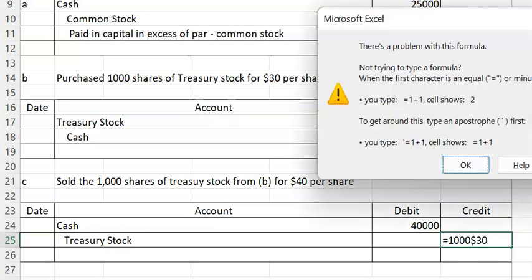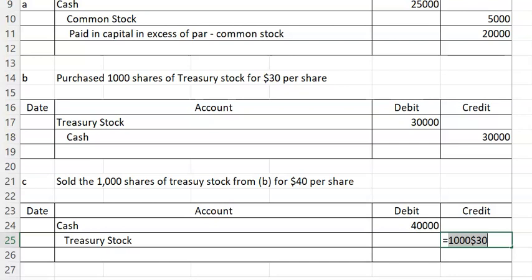I don't know why my keyboard is not cooperating. I think it's my fingers.